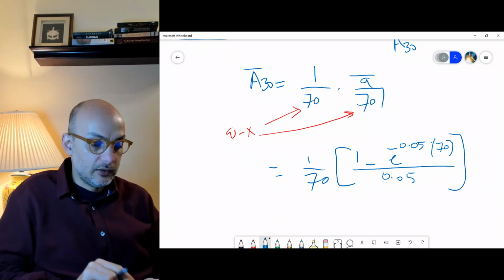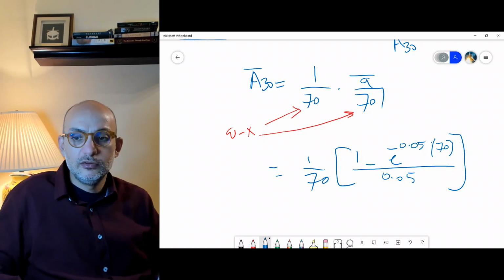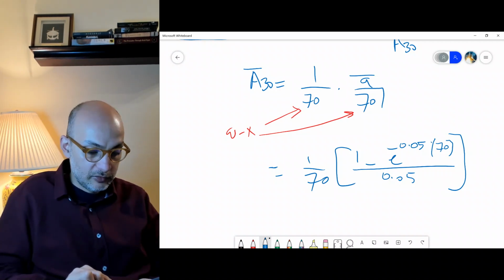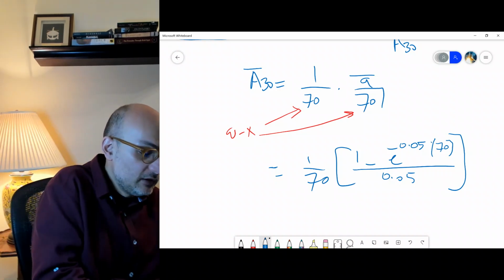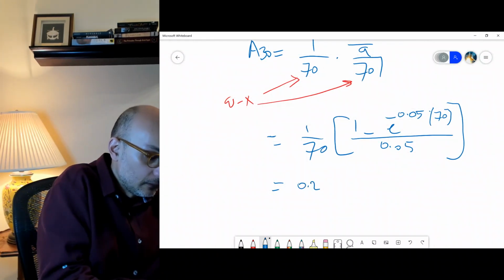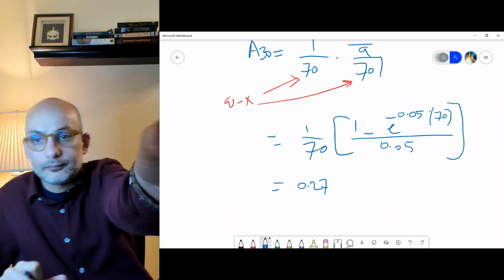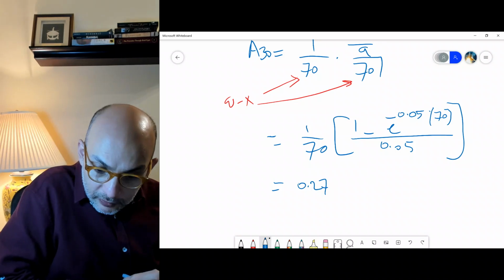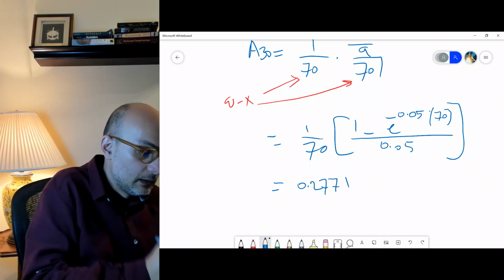Usually I calculate it in one step on my calculator. I usually use the same calculator, as I mentioned, so it helps me the more I practice. So it's 1 minus e raised to minus 0.5 multiplied by 70 divided by 0.5, then I divide it again by 70. So the value of the insurance, I got to be 0.2771. What does that mean?